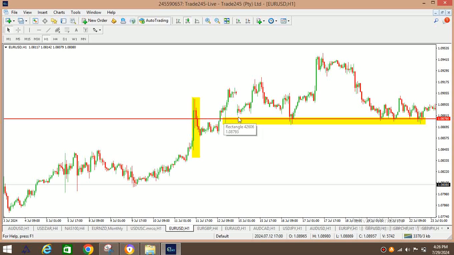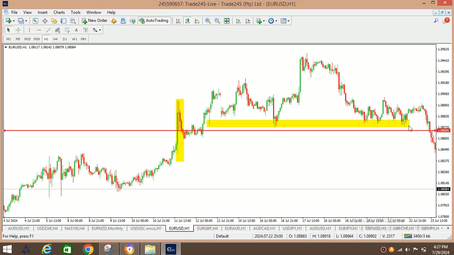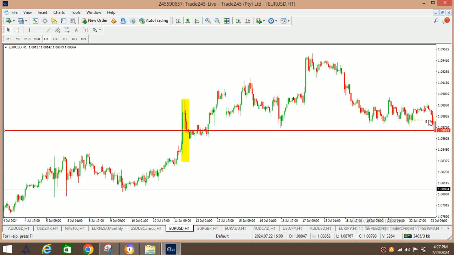So because this was just support, it was support, and it tested so many times. But this is what is very important. After breaking the support, it left a base candle, guys. I always talk about the importance of the base candle when it breaks a very important level. So let me highlight the entire base. This base is very important. This base was very important.